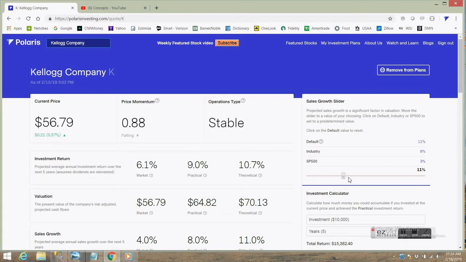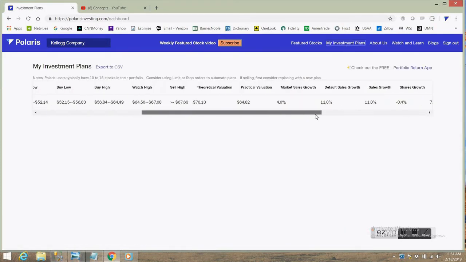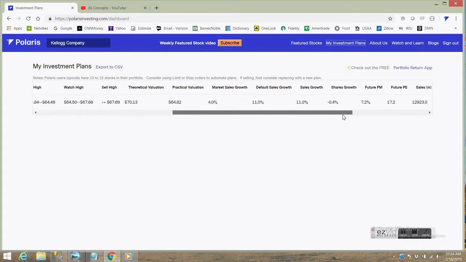The slider value of 11% is shown here, and when we save those off in your investment plan, the main reason is that it gives you an idea of what other values were suggested to you when you eventually decided on 11%, namely the default sales growth, and then what the market seemed to be implying based on the current price.